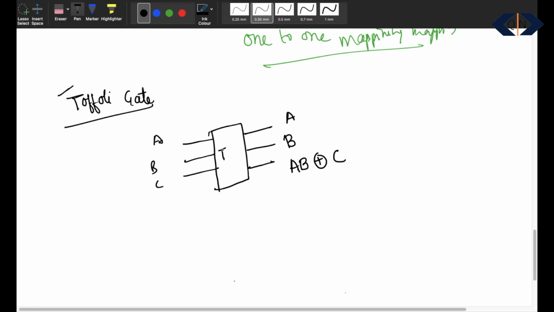So this is the Toffoli gate, and it is generally represented by T in many reference books. Currently I am referencing Thomas Young's book, and there it is mentioned as T. So you can also write in this notation for uniformity.